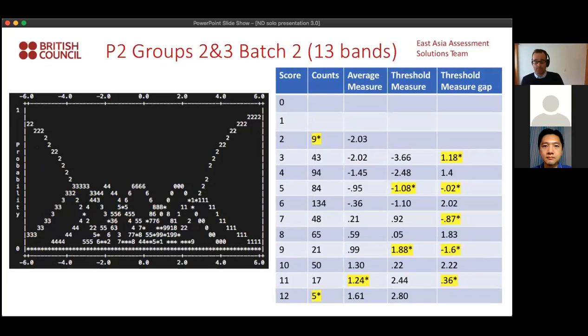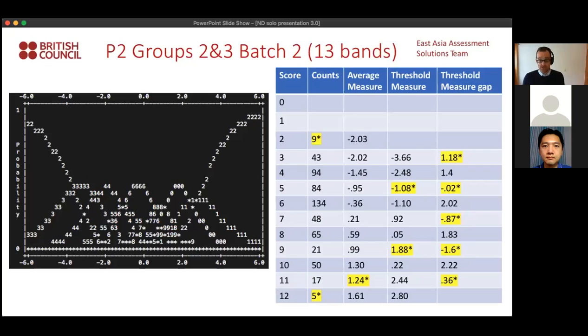This is part 2, so this is the second batch that included 13 bands. Again, counts at the extremes are below the suggested threshold. In terms of average measures, we can see that bands 10 and 11 are out of number order. Both bands in this case have counts above the threshold of 10.